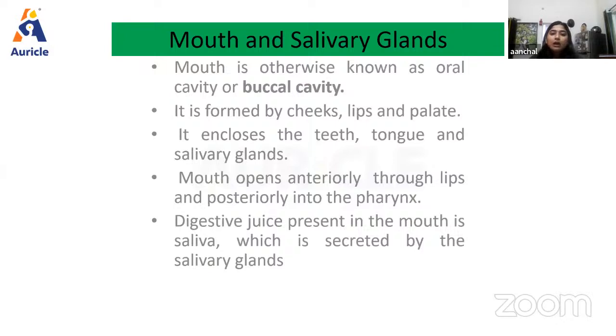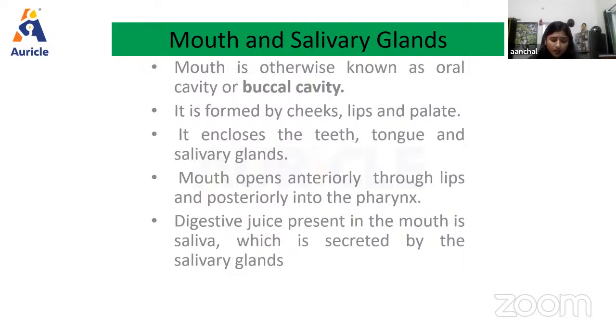Talking about the mouth, another name for mouth is oral cavity or buccal cavity. It is formed by cheeks, lips and palate. It encloses the teeth, tongue and salivary glands. The mouth opens anteriorly to the exterior through the lips and posteriorly through the fauces into the pharynx.